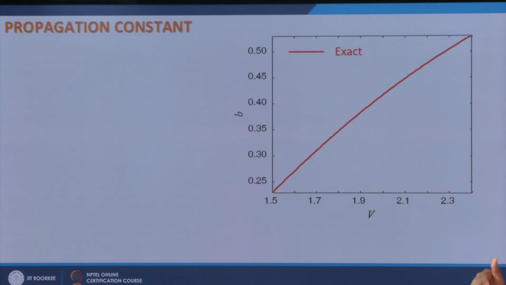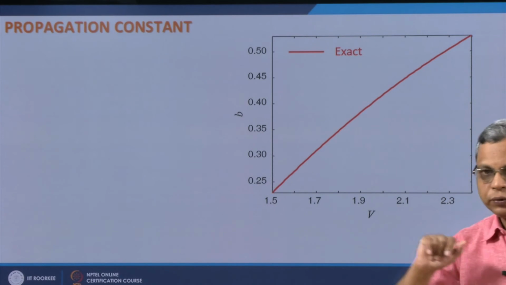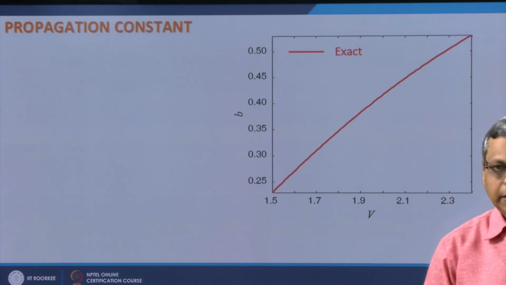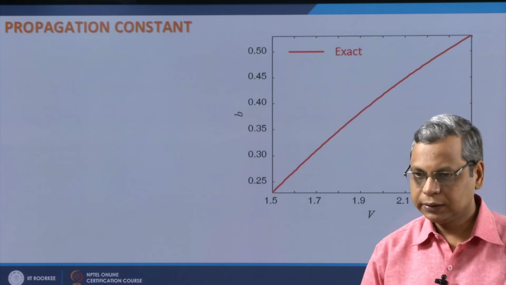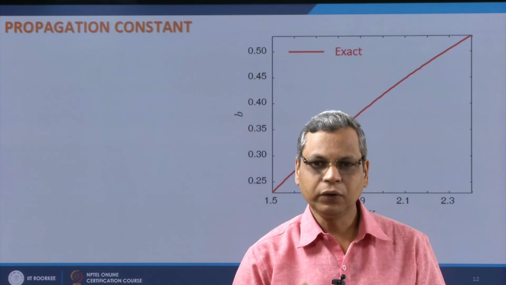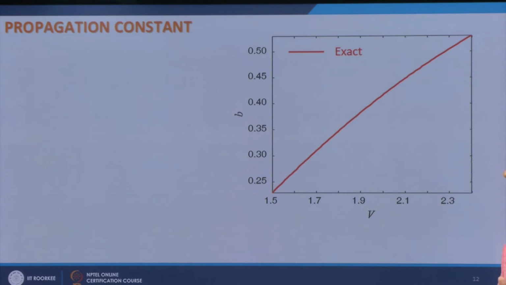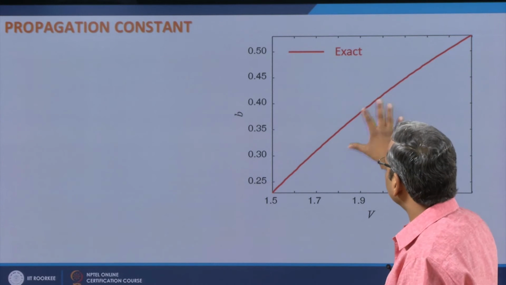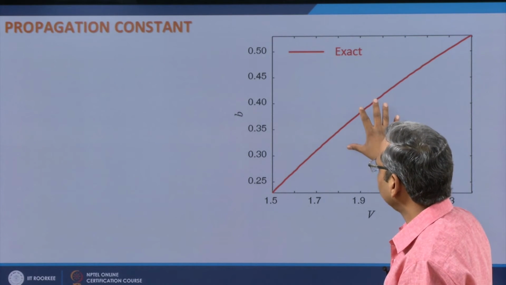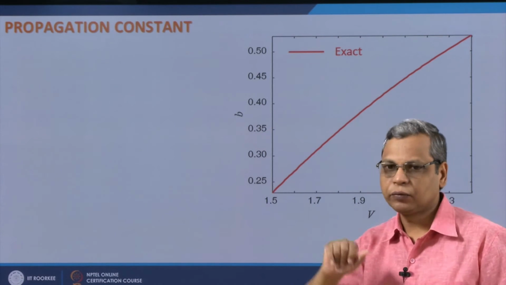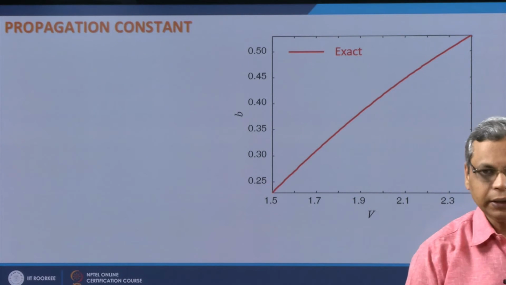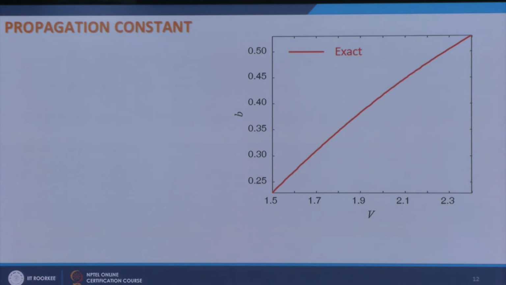So, do I need to refer back always to this curve? If I am given a fiber and wavelength, then I know the value of V, and if I want to find out the value of B or propagation constant, then I need to refer back to this curve always. Can I fit some equation to this, so that I just use that equation and extract the value of B if I know the value of V? And it can be done.